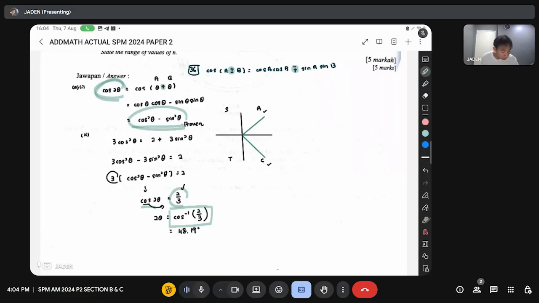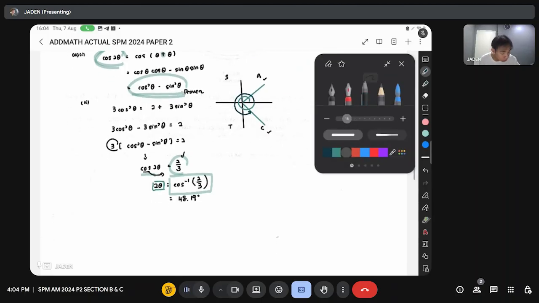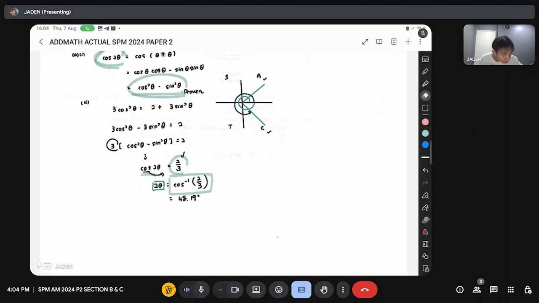Okay, but because this is 2 theta, 2 theta means it's going to go 2 rounds. Okay, 2 rounds means, let's say this is the first round, and then the second round will be continuing up until this point. So we have two rounds. That means we will end up with four different theta answers here. So what I mean by that is the first answer, okay, let me erase this.